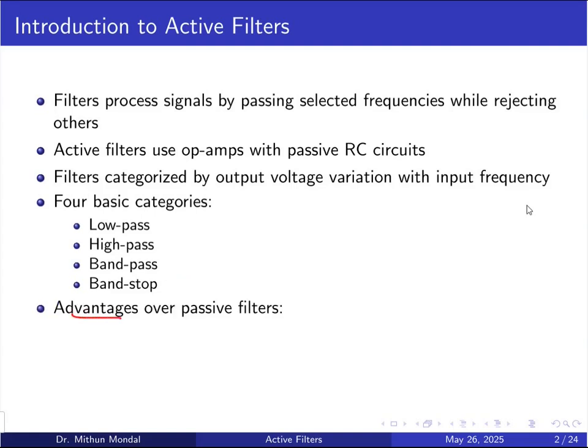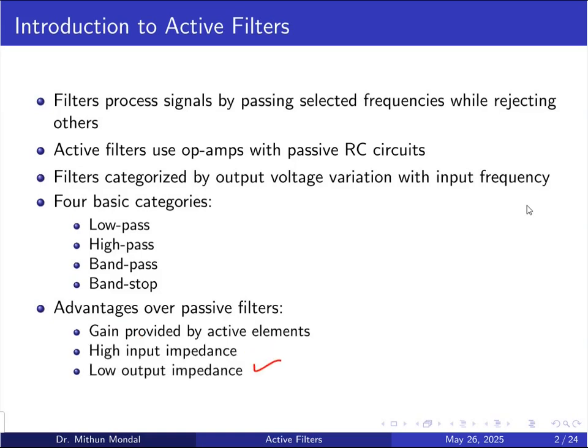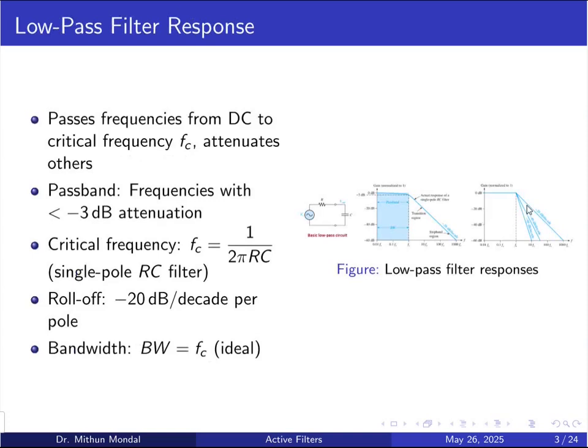The advantages of these active filters over the passive filters are that they provide a gain due to the active elements. High input impedance is obtained, and low output impedance is the property. The first filter that we are going to take is the low pass filter, and we will study the response.